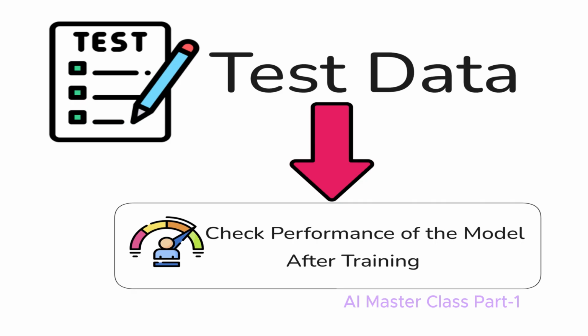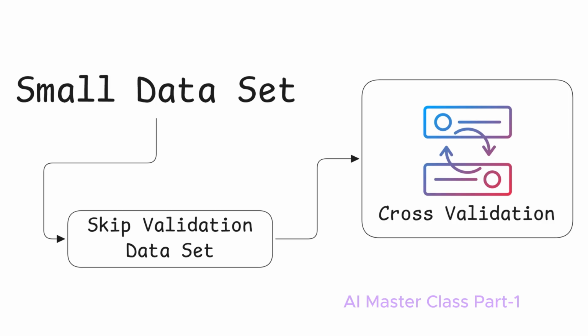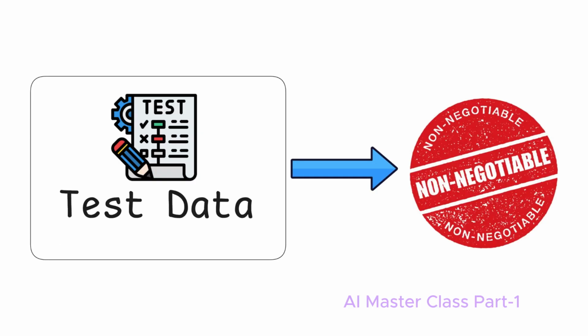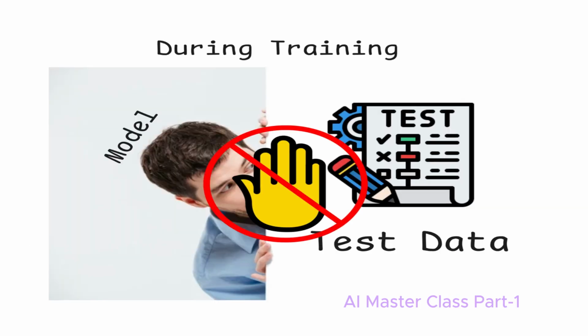Think of it like this. Training data teaches the model, validation data helps you make decisions about the model, and test data tells you if those decisions which you have made using the validation data are right or not. For smaller data sets, you might skip the validation set and use something called cross validation instead. But the test set, that is non negotiable. Now, one important thing to understand here is the model should never see the test data during training, because the moment it sees the test data, it is no longer a fair evaluation.